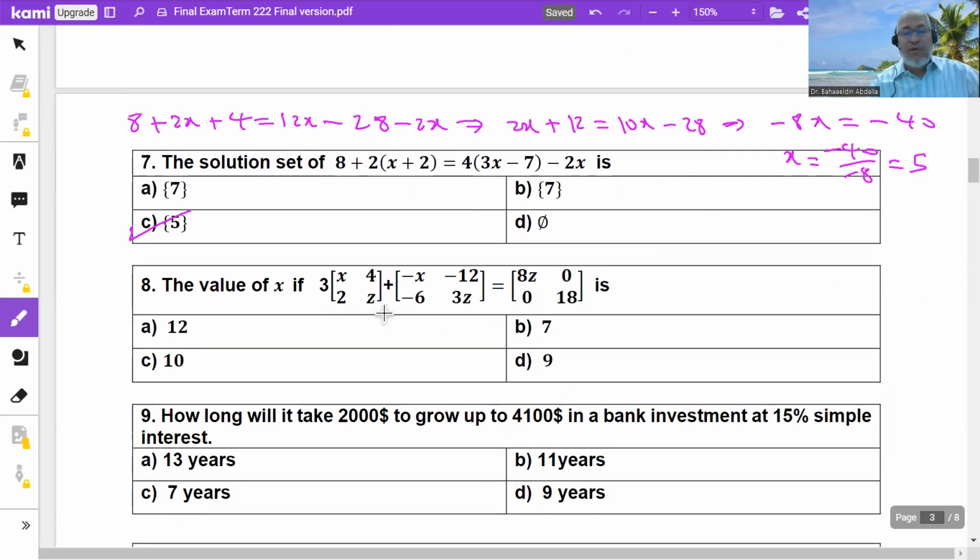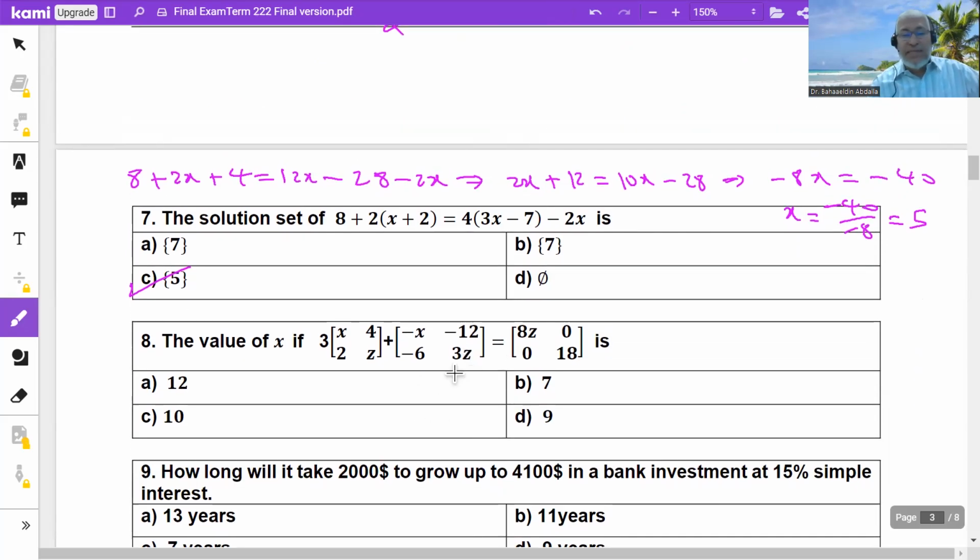The value of x is equal to, well, when you add these two matrices, they should be equal to this matrix. If you look carefully here, we don't have x. We have x only here, and here. So let me form this equation. 3 times x plus minus x, so minus x, equals 8z, equals this one. So 2x equals 8z. To find the value of x, I need to find the value of z.